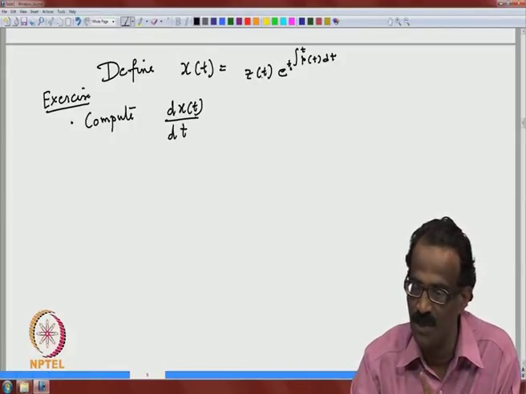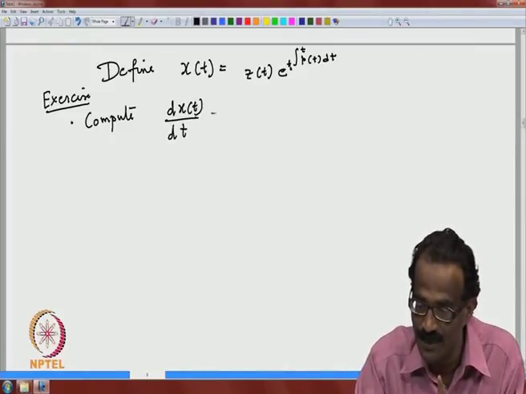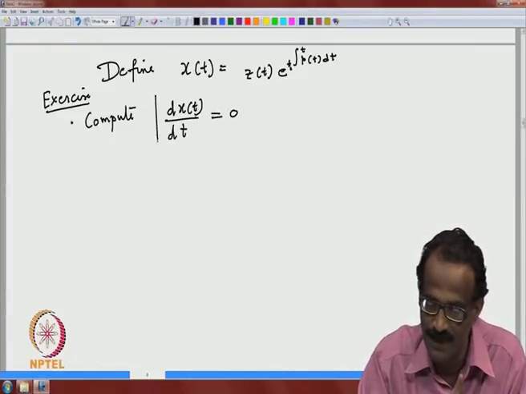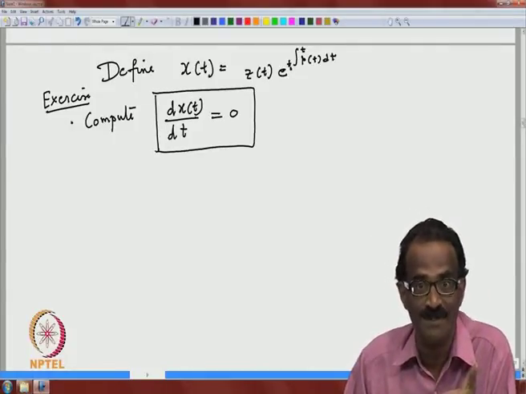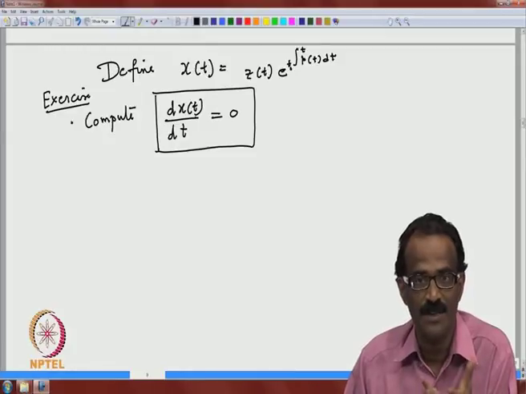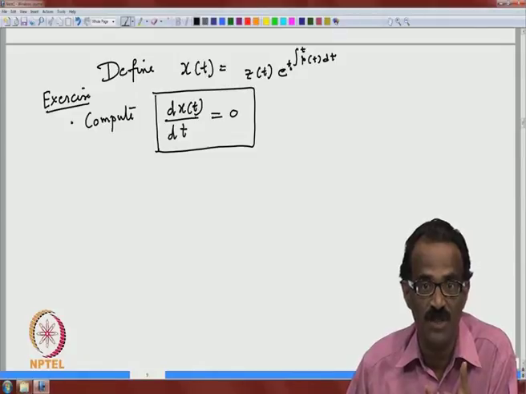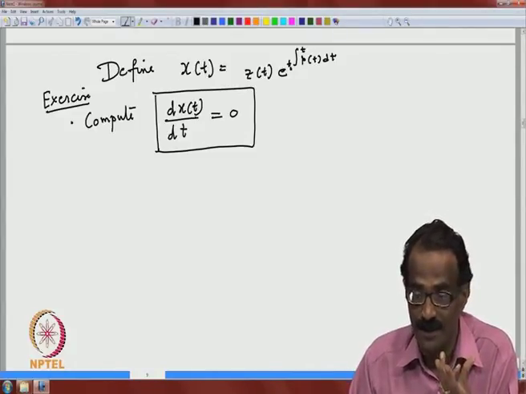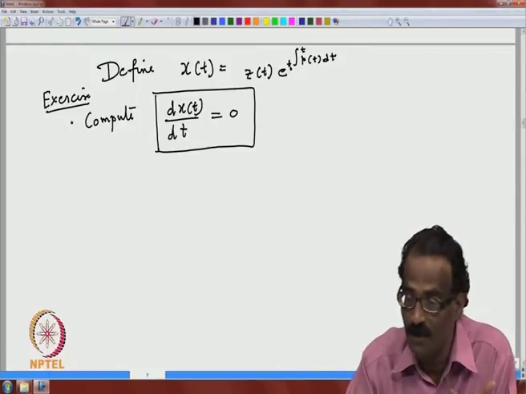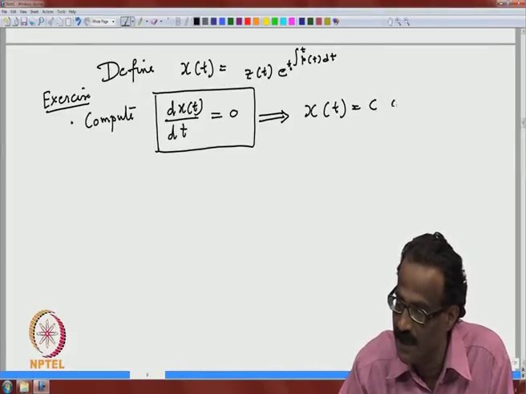So, when you differentiate, you know what to get, and you can actually show that this is equal to 0. And this is what I said, this is one of the components of the fundamental theorem of calculus in integral calculus. The moment you have a function x(t) which is smooth, continuous, here in fact differentiable, and if that derivative is 0, this will imply x(t) is a constant, x(t) is equal to c, a constant.